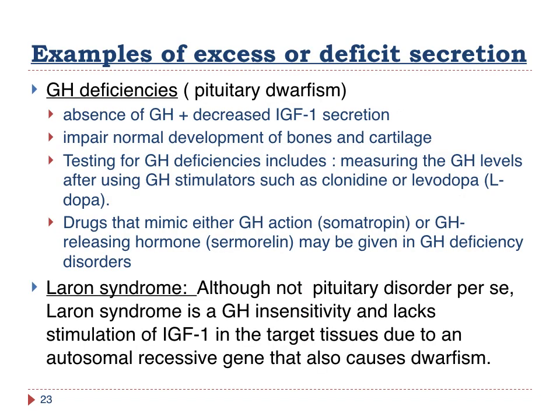Examples of excess or deficient secretion, for example growth hormone deficiencies. Of course, this is what causes pituitary dwarfism, the absence of growth hormone, and also accompanied by decreased insulin-like growth factor secretion. We will have impaired normal development of bone and cartilage, especially in children.